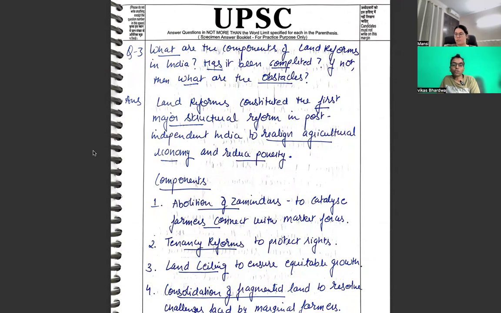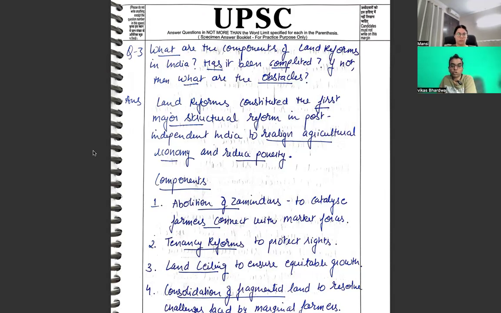What are the components of land reforms in India? Has it been completed? If not, then what are the obstacles? Wonderful question, coming up in GS studies also. I think good question. So components of land reforms, very important. Economic components are there. Political component is there. Like we can write a couple of things.